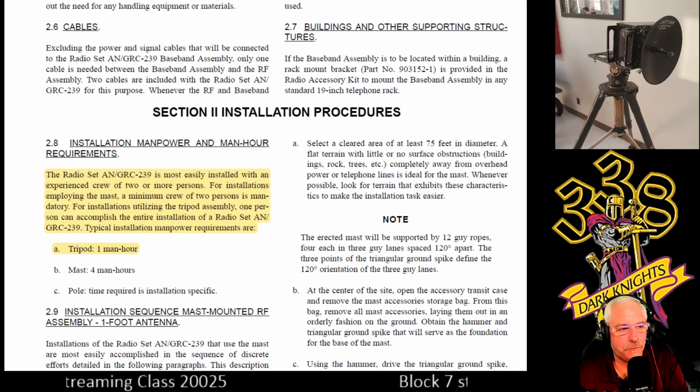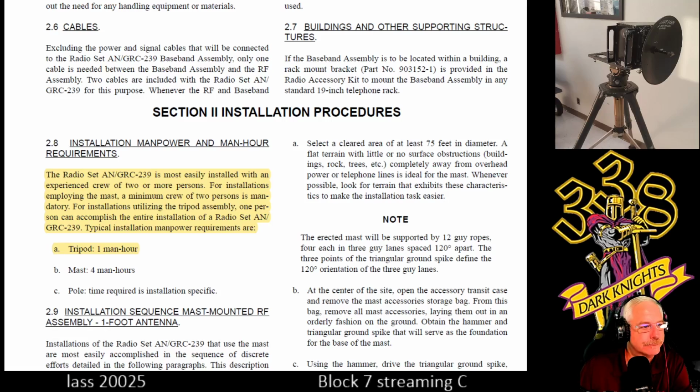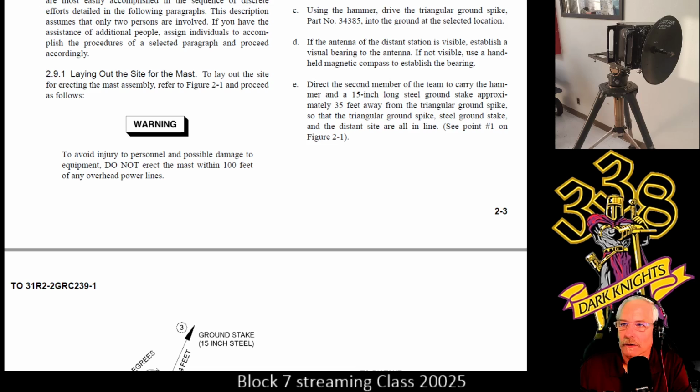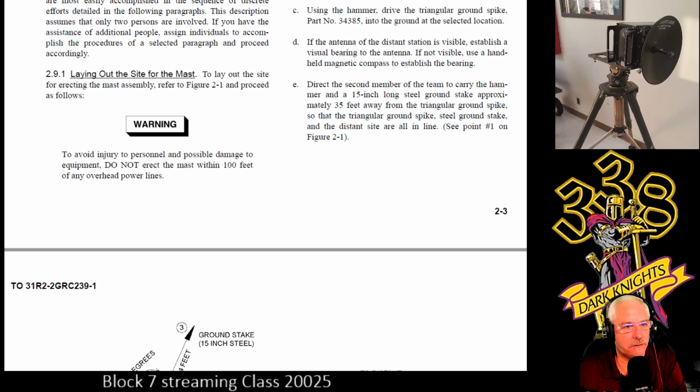And on a pole, normally you're going to get a cherry picker to do that. Normally that's more of a permanent installation. Oh, look at the warning here. To avoid injury to personnel and possible damage to equipment, do not erect the mast within 100 feet of any overhead power lines. That's normally double the size of the mast. So if the mast is 15 meters, you should look at 30 meters being how high the overhead power cables might be.